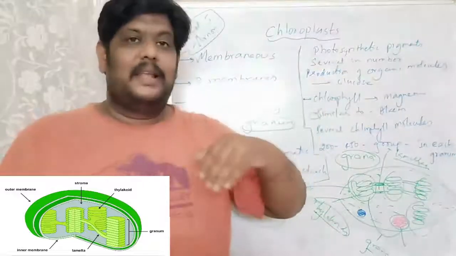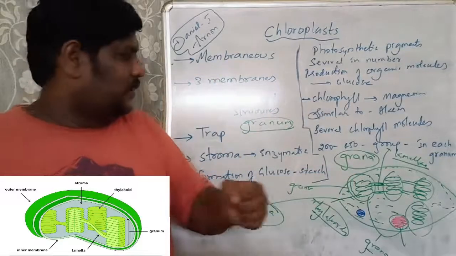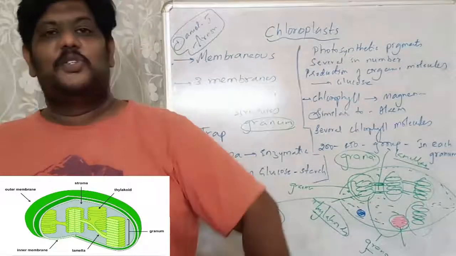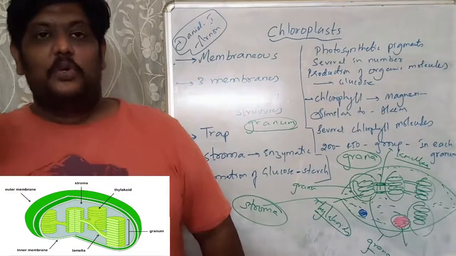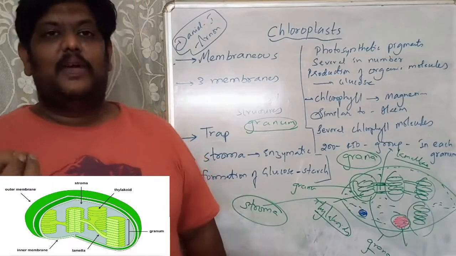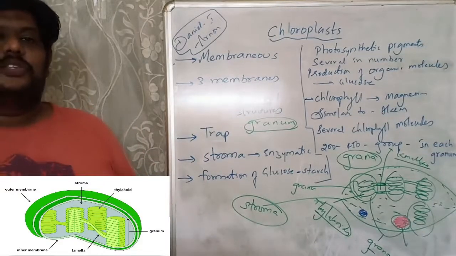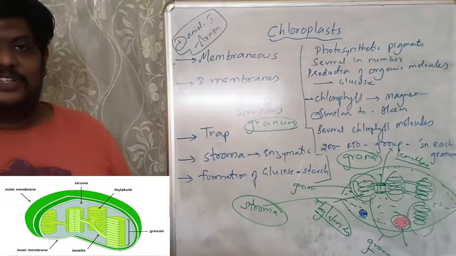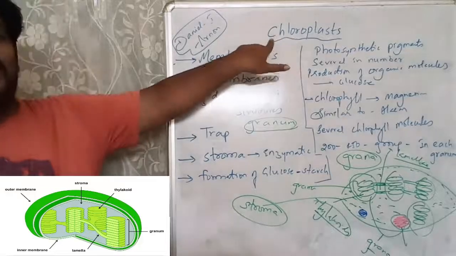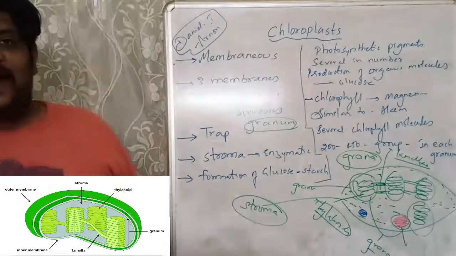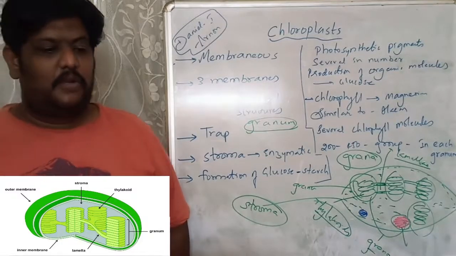So in each granum, and across all the grana and chloroplasts, what will they all do together? They will trap the solar energy, the sunlight. Why are they trapping the sunlight? Because to start the process of photosynthesis, they require energy. So to initiate photosynthesis, energy is required, and for that they require sunlight. The chlorophyll molecules in the chloroplast trap the solar energy and initiate the process of photosynthesis.